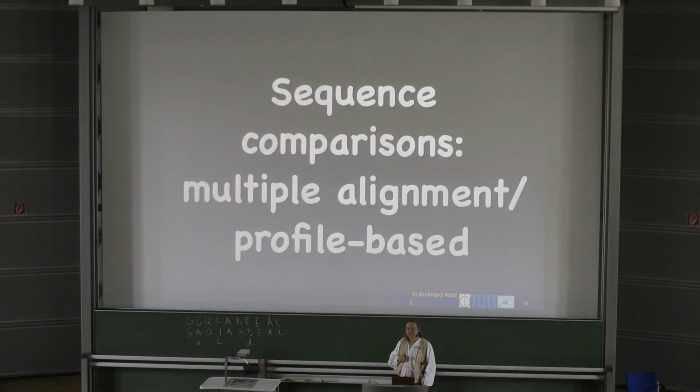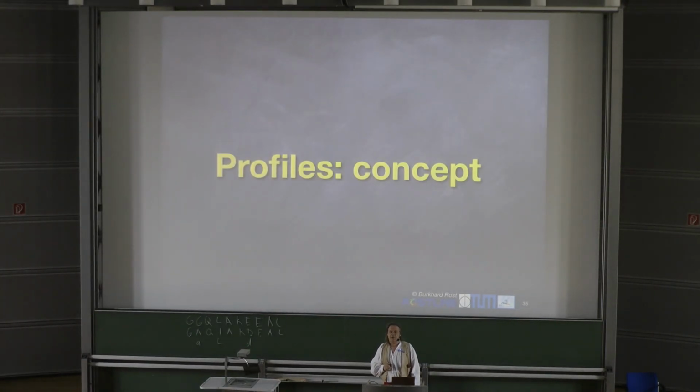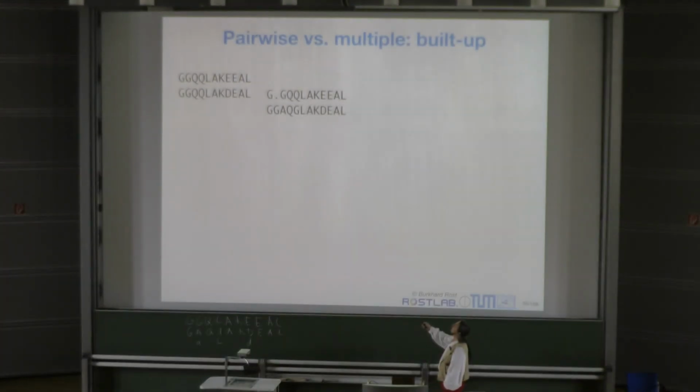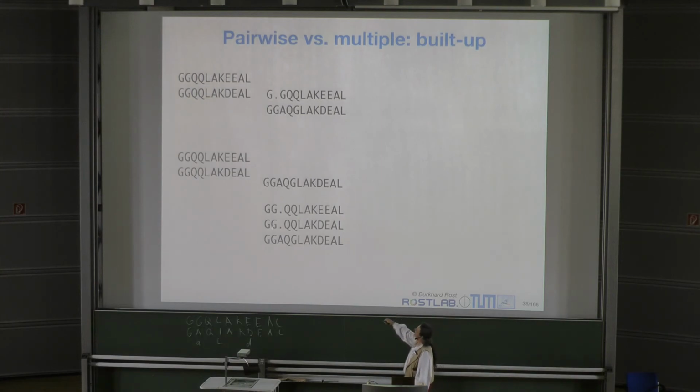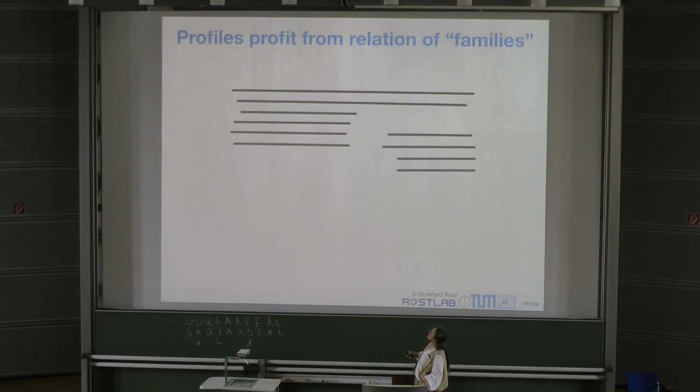Now, the next issue is the one of using profiles. The concept is the following. We again build up pairwise alignments in different ways. Building up pairwise alignments, we may end up with something like that. Looking at something like that, and again, I see that my example is maybe not very well chosen, very poorly chosen, I have to admit. So let's take the next example.